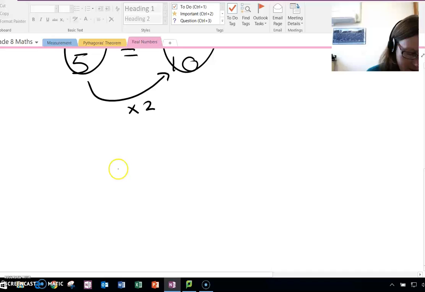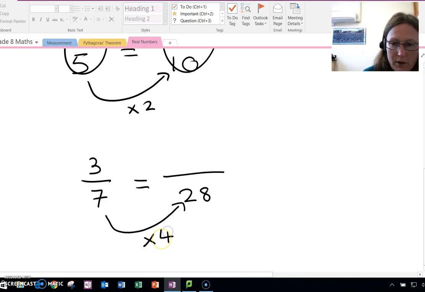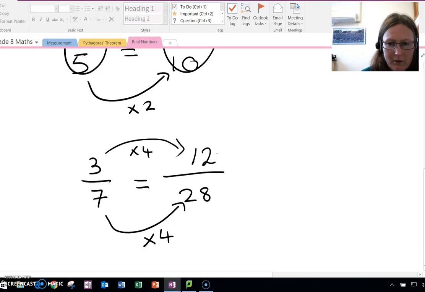We'll do one more example. Let's say we have 3/7, and we want to know what is the equivalent fraction out of 28. So I look at my bottom, my denominator. 7 times by what gives me 28? 7 times by 4 gives me 28. So if I times my 3 times by 4, then the equivalent fraction would be 12 out of 28.